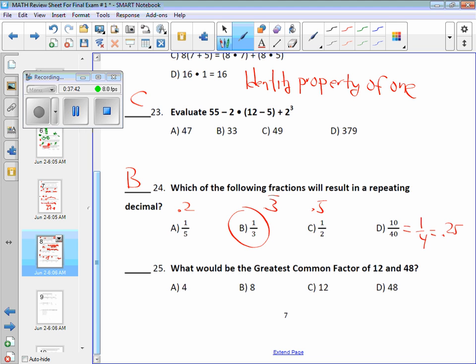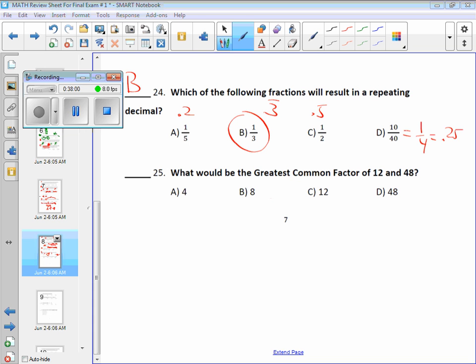Andrew, let's not make fun of any people's answers, okay? It's 12. Let me show you the strategy using factor trees so you have it, especially if you got it wrong, so watch.